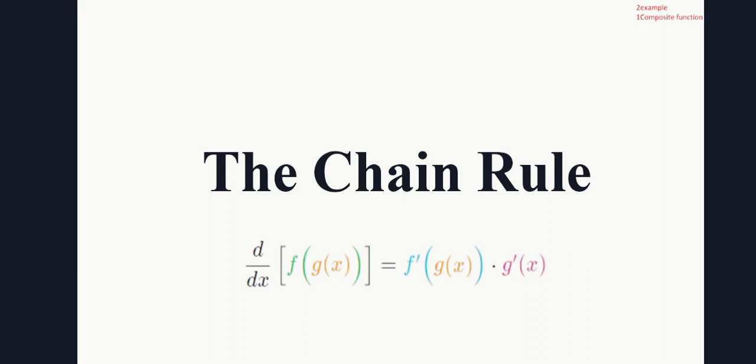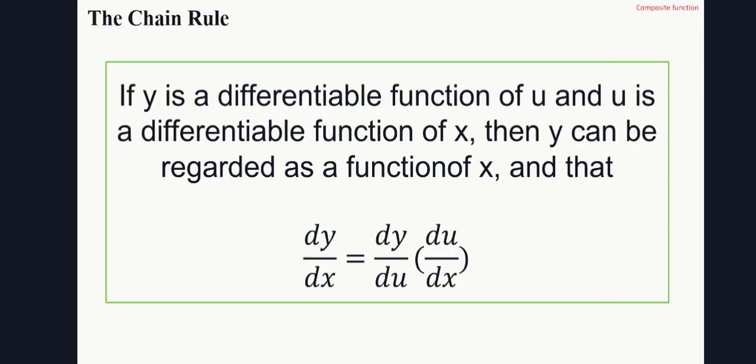So the derivative of your function is equal to f prime of g of x times g prime of x. So ano yung sinasabi sa chain rule? If y is a differentiable function of u and u is a differentiable function of x, then y can be regarded as a function of x, and that is given by this formula. So ito yung formula ng ating chain rule na dapat nating i-memorize. That is dy over dx is equal to dy over du multiplied by du over dx.